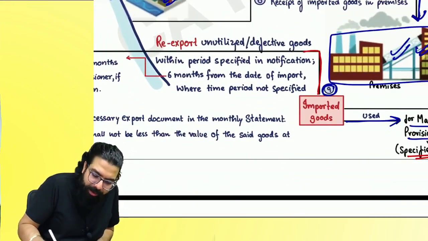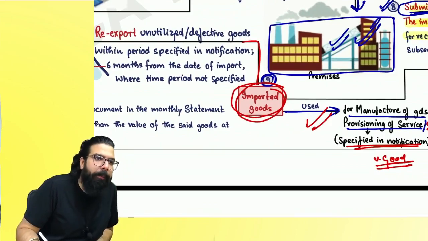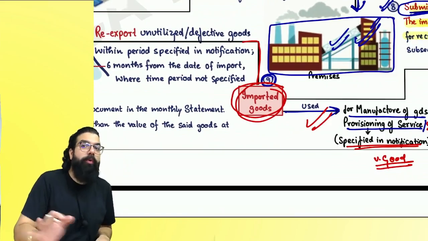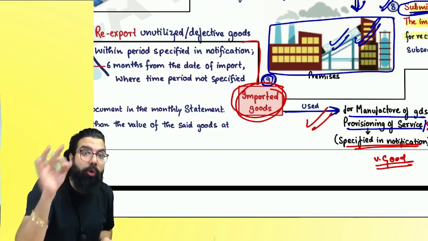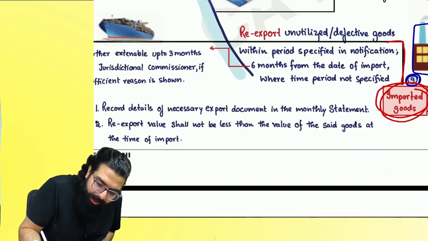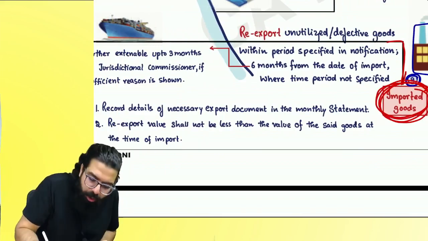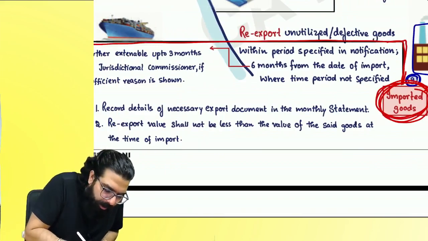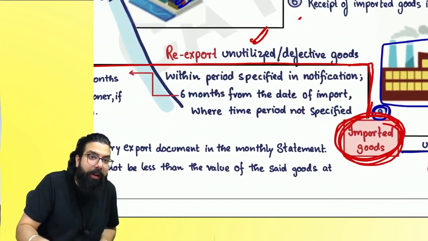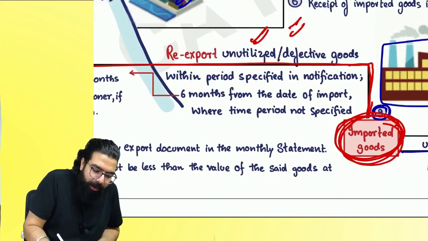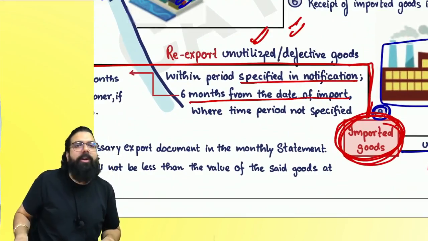See, the ninth step is imported goods. You can use them for the specified purpose. If you use them, very good. No penalty, nothing. You have followed the notification. But if you don't use them, the ninth step is either you use them, or you re-export. You can re-export the unutilized or defective goods within a period specified in the notification. That is basically 6 months from the date of import.